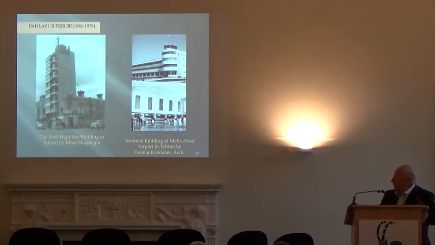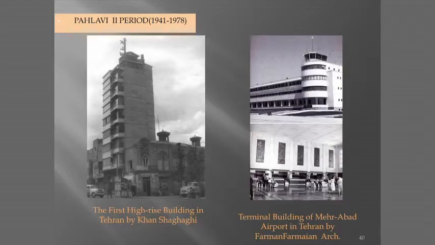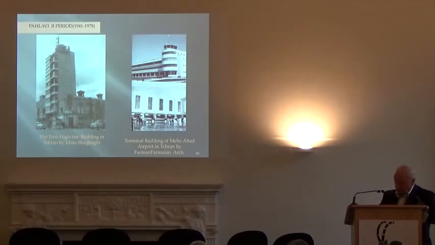Then these are the beginning of the high-rise buildings. On the left side is by Hushang Khan Shaqaqi, who said he made the elevator also, by himself, because at that time we didn't yet have elevators in Iran. And the right side is by Farman Farmayan, the first terminal building of Mehrabad Airport in Iran.